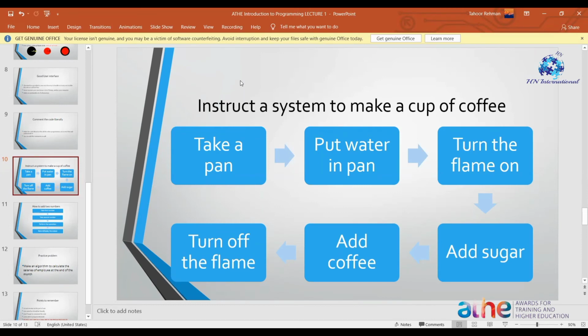To explain, we can write an algorithm to explain the morning activity of an employee before going to an office. So what will that be? If we have to write an algorithm to explain the morning activity of an employee before going to the office, what will his activities be, and how can we design the algorithm? Any idea?